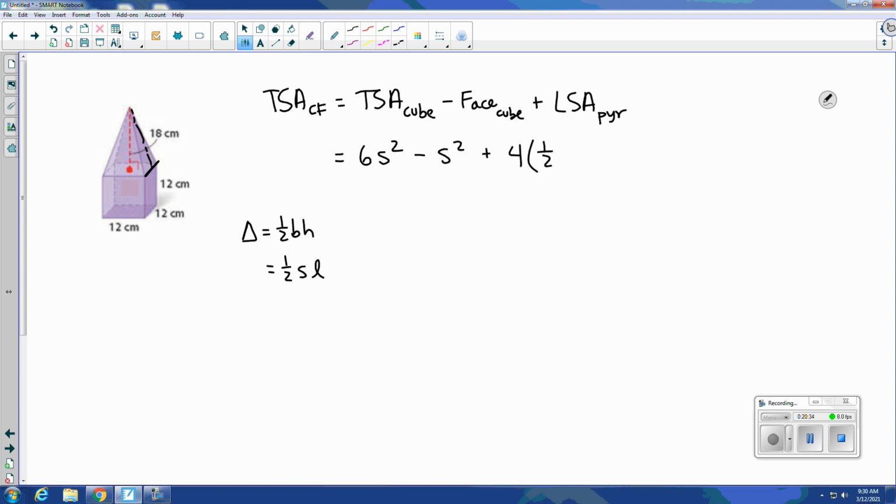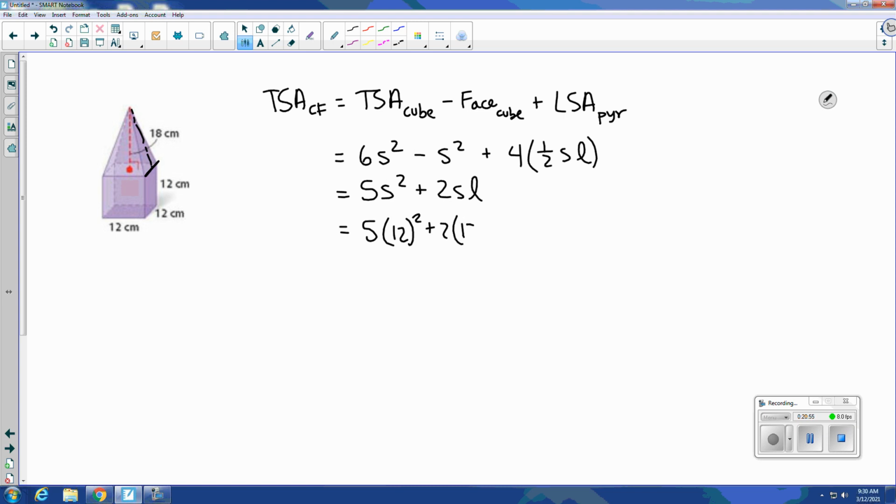So 1/2 SL. Let's just clean up this equation. We're going to have 5 side squared, and then if we distribute that 4, we get plus 2 times the side for the base, again, L for the slant height. So we're going to have to find that slant height. We already know the side is 12, so 5 times 12 squared plus 2 times 12 times L. So how do we find that?